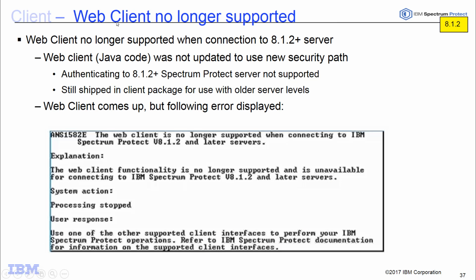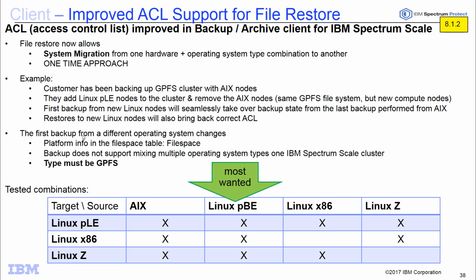The web client is no longer supported when connecting to an 8.1.2 and above server. This is because the web client Java code was not updated to use the new security path. And so it doesn't authenticate with 8.1.2 SSL TLS 1.2, and therefore we're no longer supporting the web client. It will come up with the following error showing that it's no longer supported: ANS1582E.